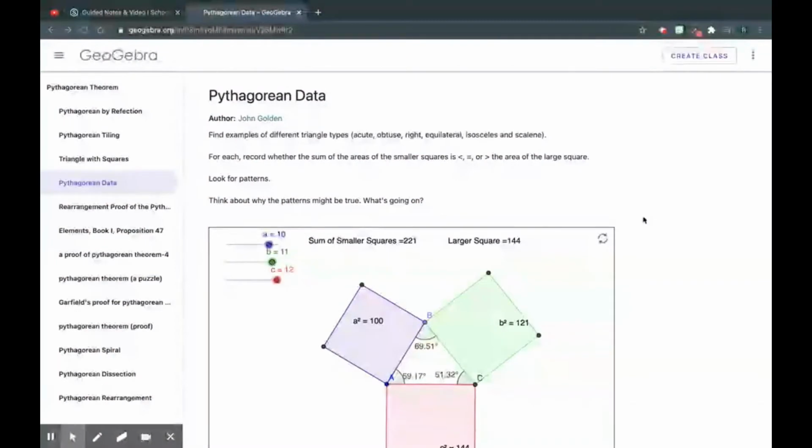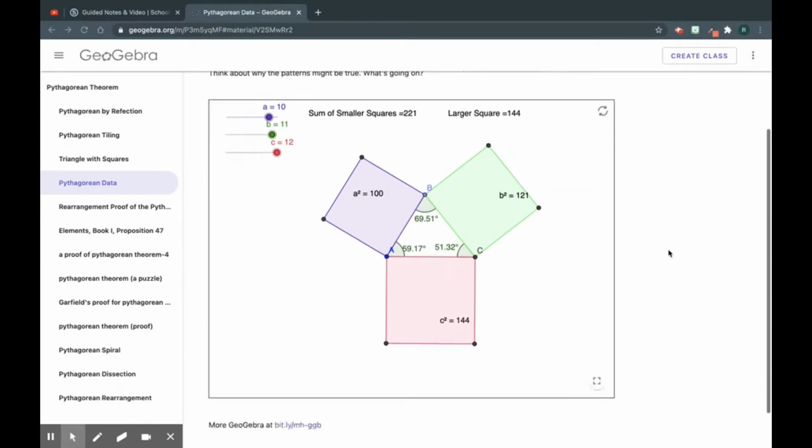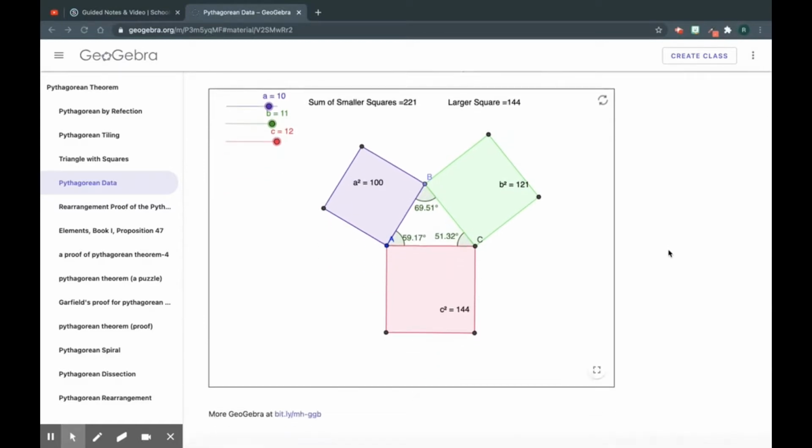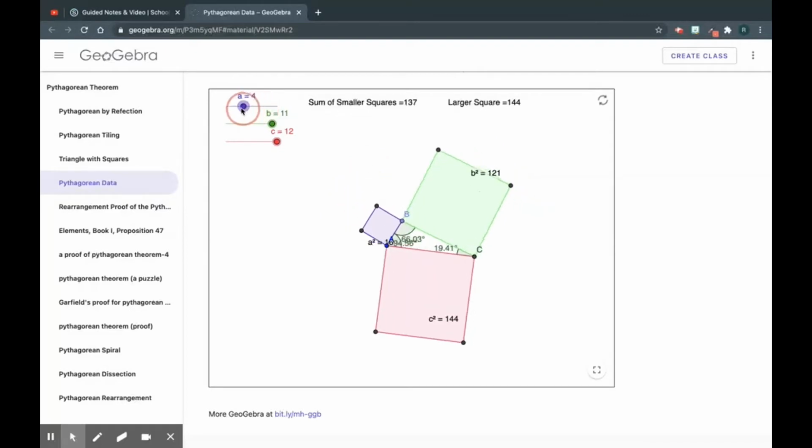Here is the GeoGebra sliders activity that we'll use to help us with this exploration. On Schoology, by where you see the guided notes video, you'll see a link titled Pythagorean Data. That's the link you need to click on to get to this website. Once you get to this GeoGebra website, the reason I call this activity a sliders activity is because we have these sliders over here that we can adjust to change the side lengths of our triangle.